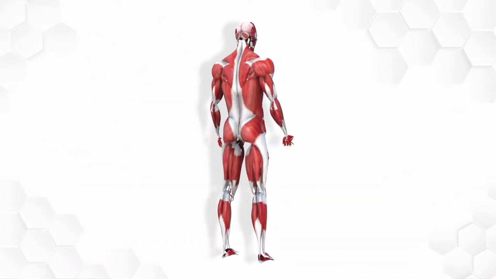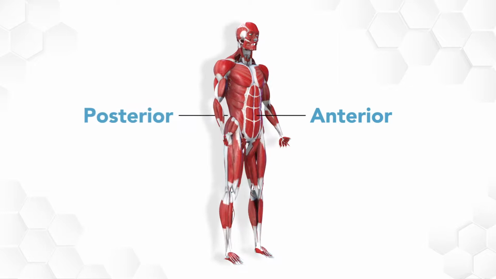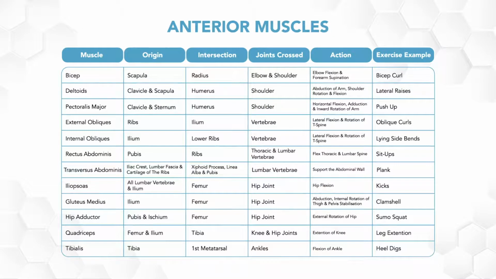When we look at the different muscles in the body, we divide them into anterior muscles and posterior muscles, located at the front and back of the body respectively. Take some time to go through these 2 tables that contain a summary of the origin, action, insertion, joints crossed, joint action, and examples of exercises for the major muscles in the body.